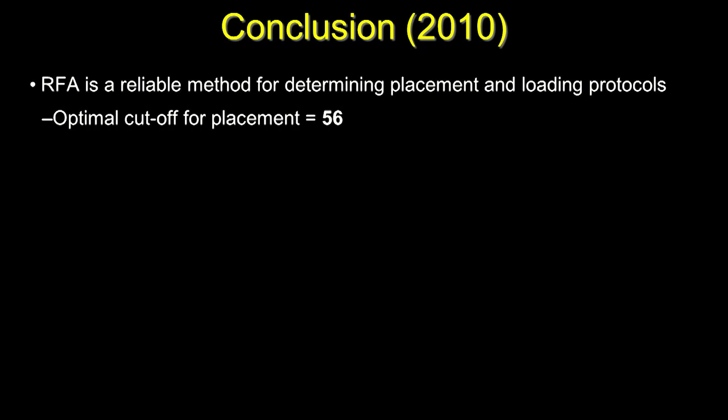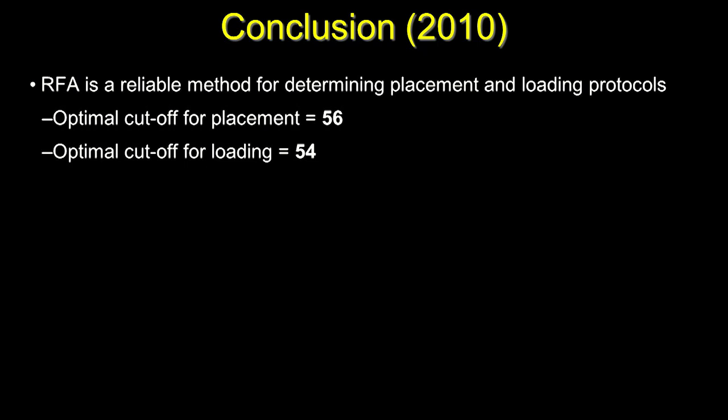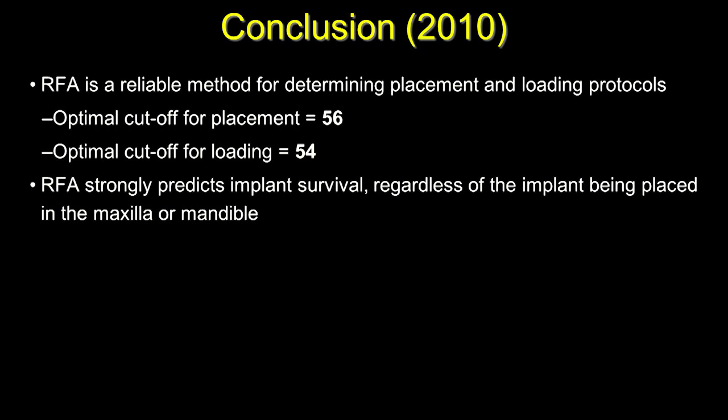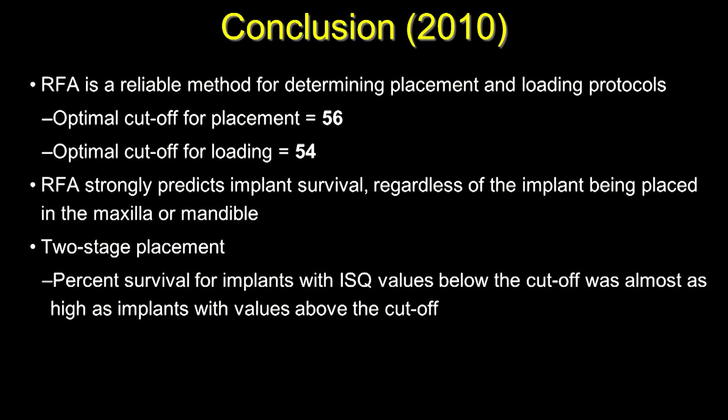From that, the conclusion was that the RFA is a reliable method for determining placement and loading protocols. At that time, in 2010, our cutoff value for placement was 56. That will help me to decide whether I can one-stage the implant or bury it and allow for a healing period. For loading, the cutoff value was 54. The RFA strongly predicts implant survival regardless of the implant being placed in the maxilla or mandible. And with two-stage placement, the survival for implants with ISQ values below the cutoff was almost as high as implants with values above the cutoff.